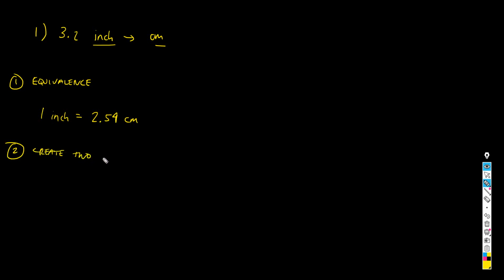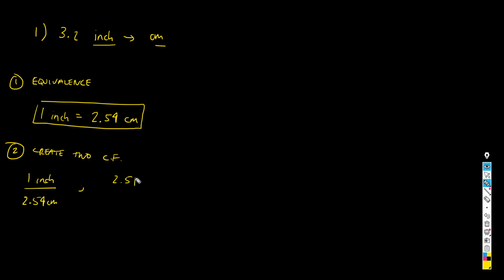Create two conversion factors out of this equivalence. I'm going to use this equivalence and create the two conversion factors. Let's do it. One of which is 1 inch over 2.54 centimeters, and the other is 2.54 centimeters over 1 inch. So these are my two conversion factors. Fine. And the third step is already doing the conversion.